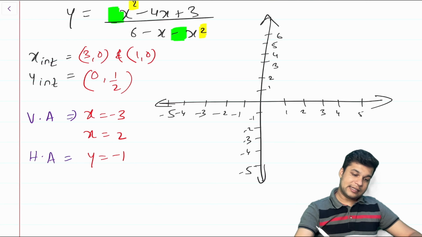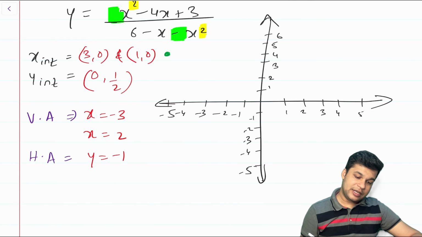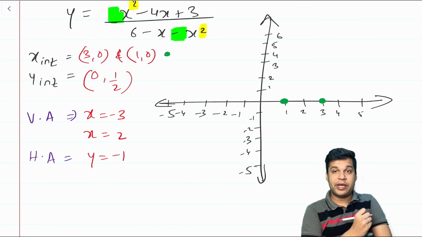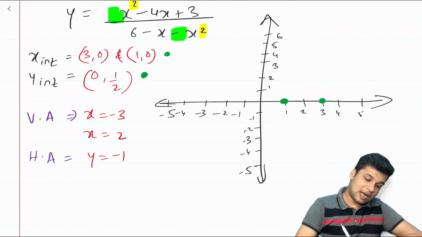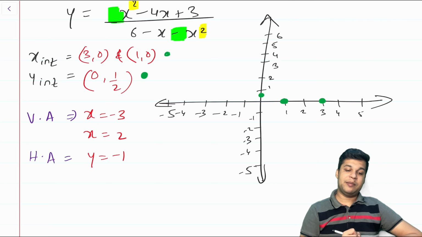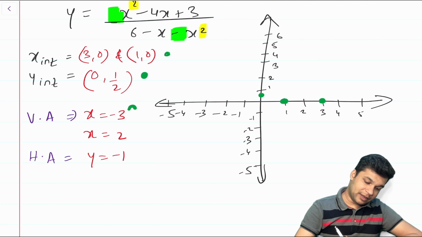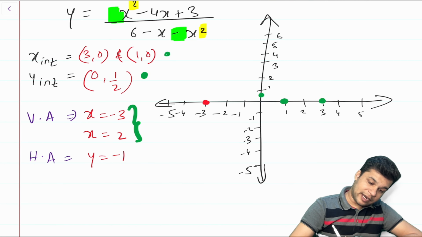So the x-intercepts over here are 3 and 1. So 1, 0 and 3, 0. And then you have the y-intercept as 0, half. So it will be basically here. Right? You have vertical asymptotes which are at minus 3 and 2. So I'll make a red point, minus 3 and 2.